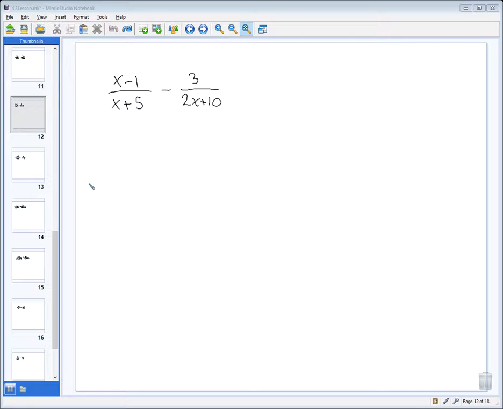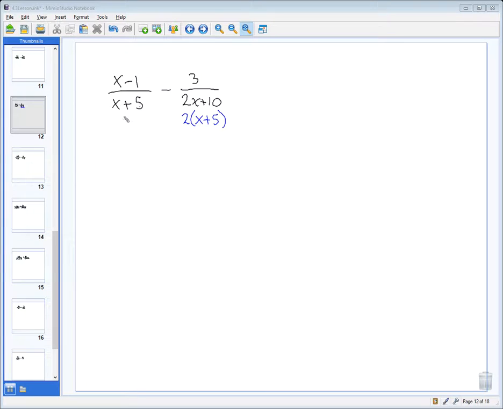In this video, we're continuing to add fractions together. Recall that when you're adding fractions together, the denominators must be the same. In order to find the greatest common or the least common denominator, we first need to factor the denominators. This one on the right, you'll pull out a 2, factor out a 2, you're left with x plus 5.